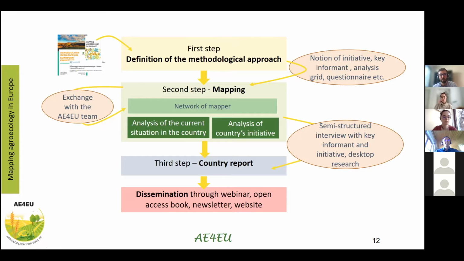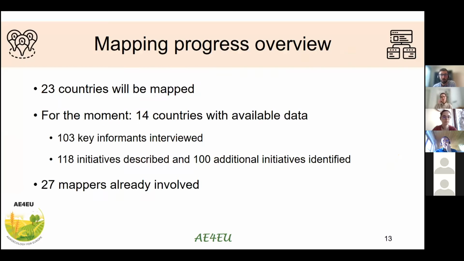So just before I give the floor to Anna, a short overview of our progress. As I was saying, we aim to map agroecology in 23 countries. And for the moment, we have data and have done the work on 14 countries, which represent a bit more than 100 key informants, more than 100 initiatives, with 27 mappers that are already involved. So the mappers, just to be clear, are the ones that lead the work in each country.